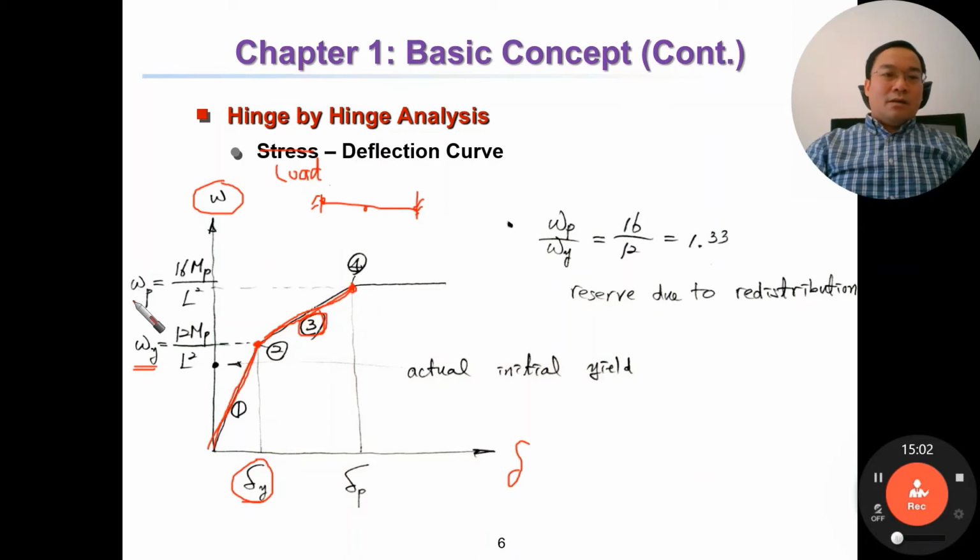Then the collapse load equal to 16 Mp over L squared. Okay, and the corresponding deflection is delta p.